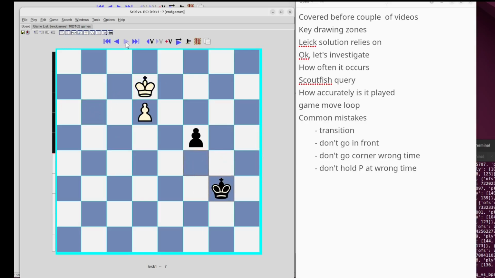I've done the count, and you can see what happens here. Go back to this point. He needed to play king g3. That's the only drawing move. White will move his king back. I don't know why this is not coded up. Very strange.